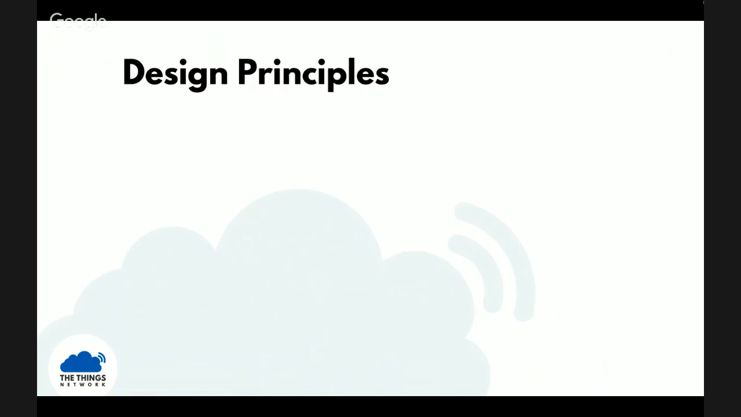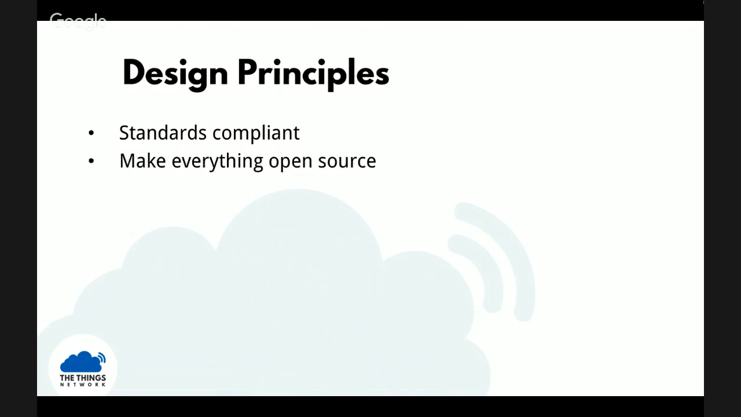So we have a few design principles for those of you who are new to The Things Network, or that haven't seen a technical update before. What we are building is an open, crowdsourced, and decentralized Internet of Things data network, which is compliant with the standards. We are compliant with the LoRaWAN specification, for example. We do everything open source, and we design for distribution and decentralization from the start.